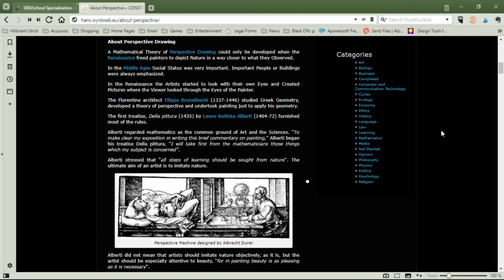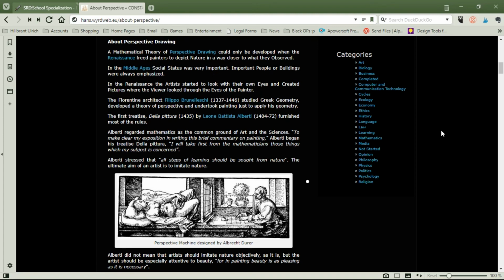About perspective drawing. A mathematical theory of perspective drawing could only be developed when the Renaissance freed painters to depict nature in a way closer to what they observed. In the Middle Ages, social status was very important. Important people or buildings were always emphasized. Yeah, important Illuminati people or important Catholic buildings. All right, fine, I won't interject.